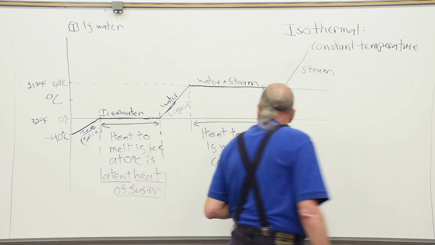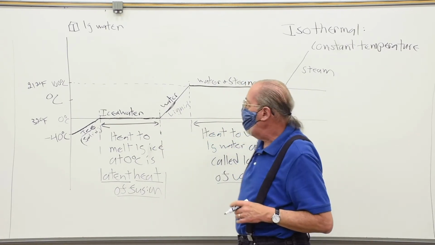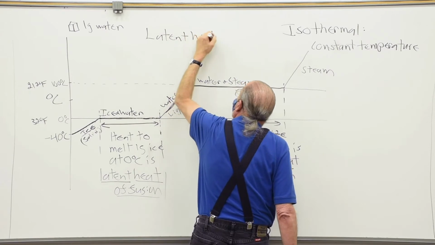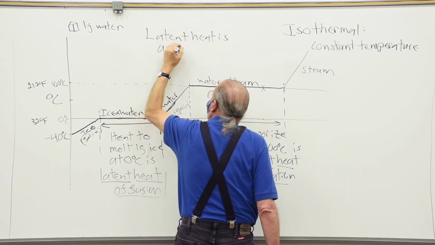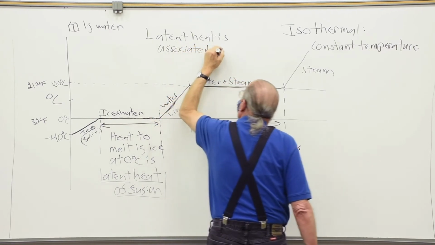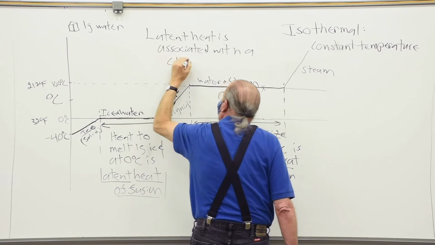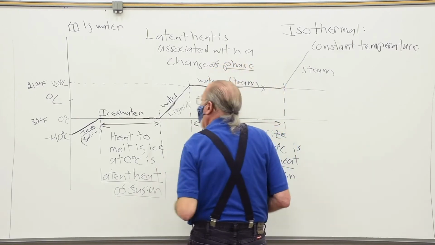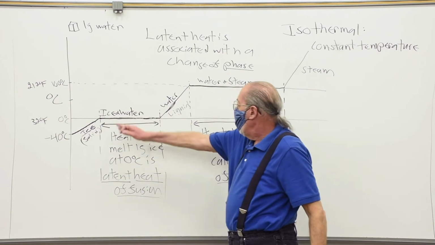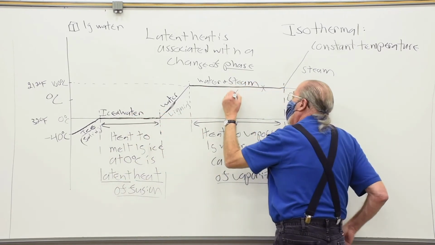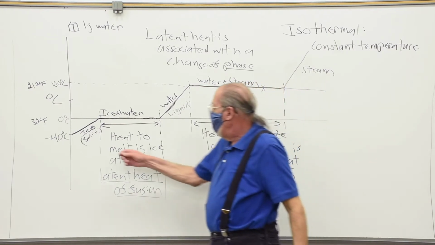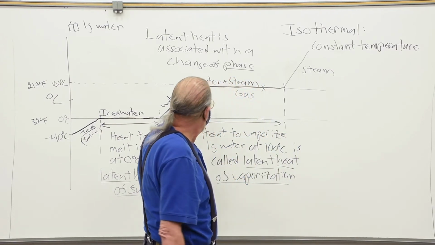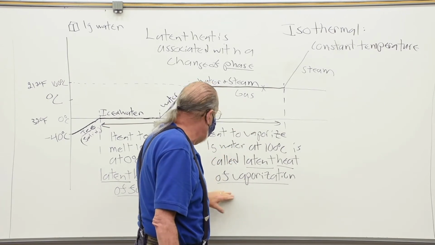This is called a change of phase. The latent heats are associated with a change of phase. The phase of a substance is whether it is a solid or a liquid or a gas. So the heat to take it from the solid to the liquid phase is the latent heat of fusion. The heat to take it from the liquid to the gas phase is the heat of vaporization.